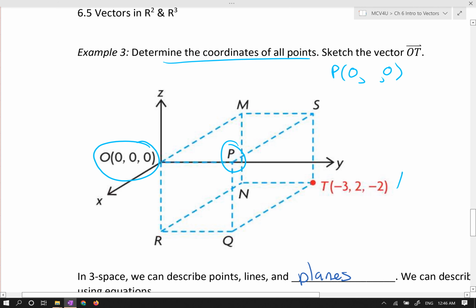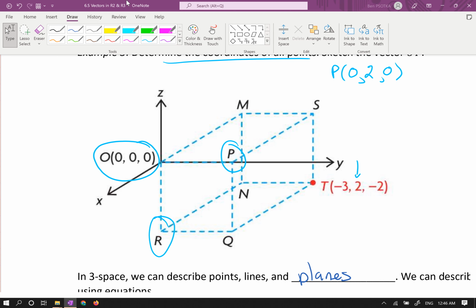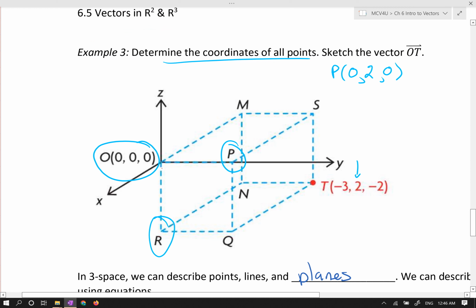How much in the y direction? That is given by point T down here. It's traveled 2 units to the right. There we are. P is at 0, 2, 0. Okay, now we could play around a little bit more, and we could say, hang on, R also lies on one of our axes. Might not be immediately obvious, because R lies on the negative z-axis. So it's only being moved along one coordinate from the origin.